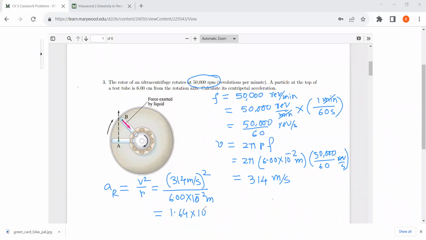times 10 to the power 6 meter per second square. Okay, so this is the centripetal acceleration. All right. So let's move on to the next problem.